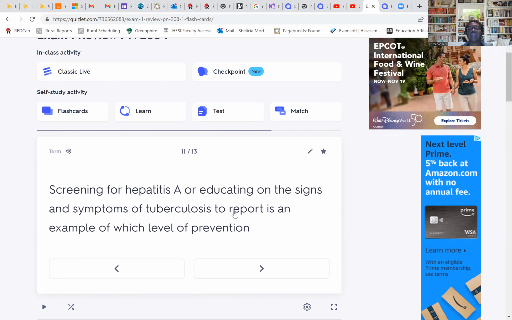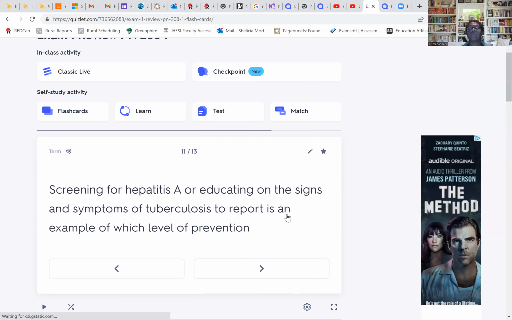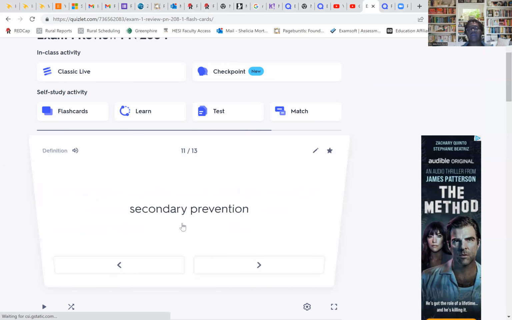So this is secondary. Now, if you were just talking about tuberculosis in general, just telling us about it, then that would be primary, but you're actually educating on the signs and symptoms. Remember, you are screening or trying to detect if a disease process is actually there. So this is secondary.